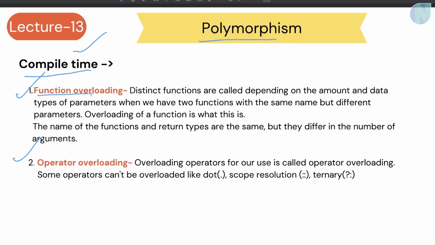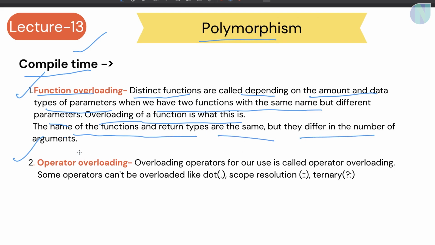So function overloading. Basically, distinct functions are called depending on the number and the data types of parameters, when we have two functions with the same name but different parameters. Overloading of a function is what this is. The name of the function and return types are the same but they differ in the number of arguments. So what does this line mean? Let's have a look. Distinct functions are called depending on the number and data types of parameters.